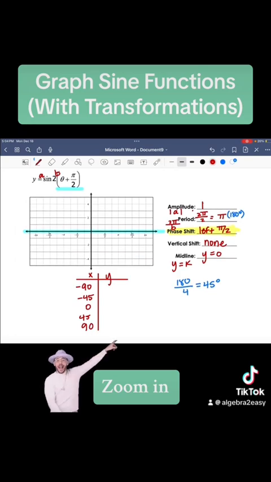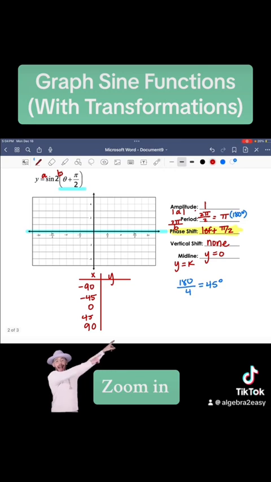From last week, we noticed there was a pattern for sine. All of the y values were the exact same, and it didn't matter what function they gave you. Well, that's the same here. The pattern is 0, 1, 0, negative 1, 0. We're going to use that same pattern every single time we make our table. It may be a little bit different depending on if you have transformations.